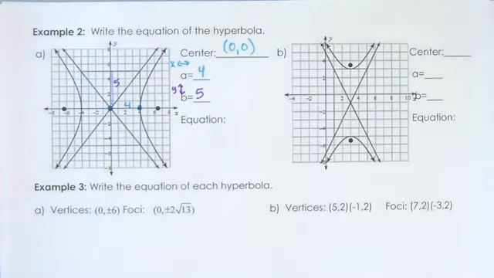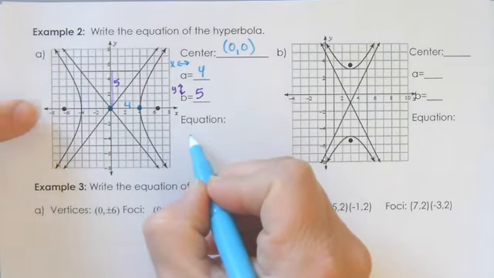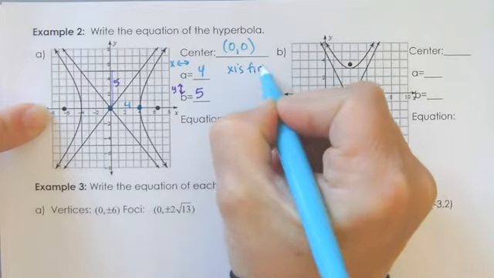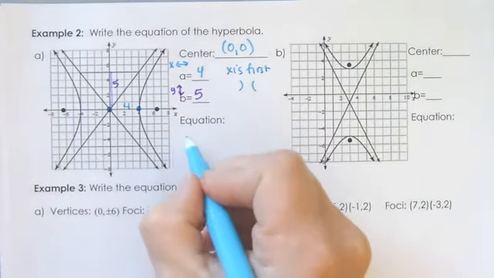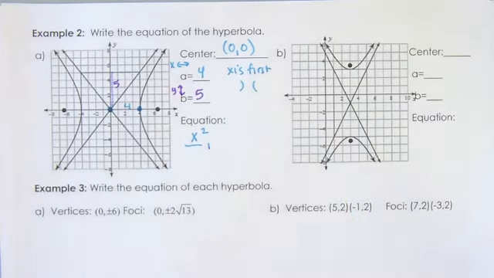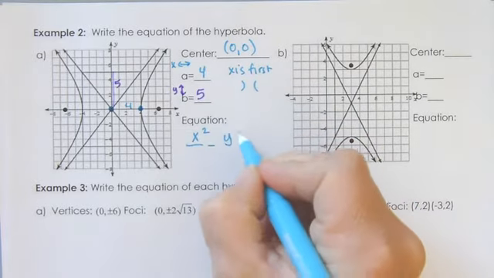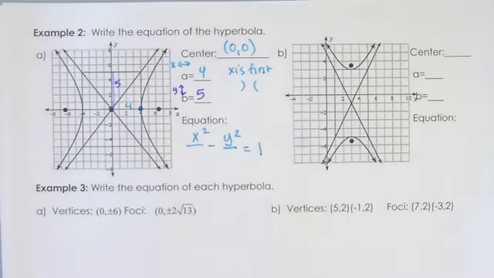So we can actually write our equation from this. So we have, so far, X. I know that X is first because it opens like this. If it would have been up and down, Y would be first. So I've got X plus 0 squared minus Y plus 0 squared, and notice I'm just leaving the denominators alone for now, equals 1. So I always want these to equal 1.